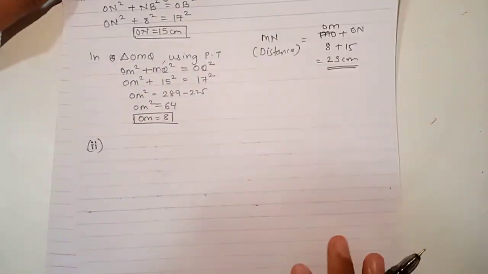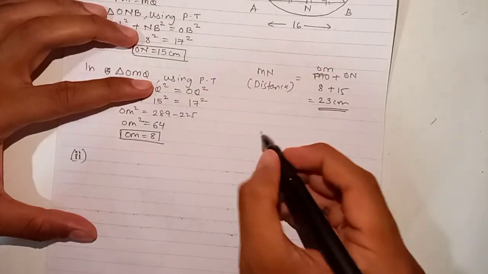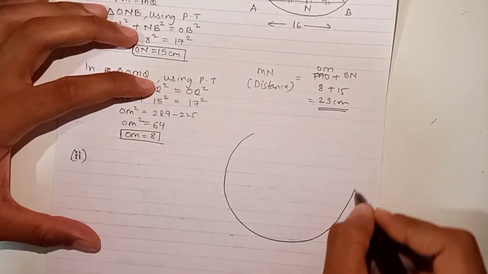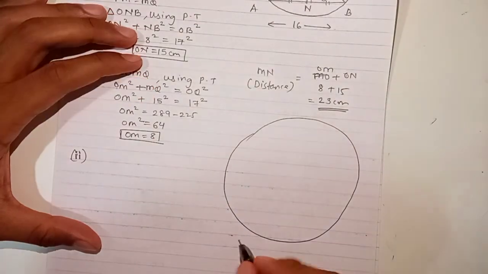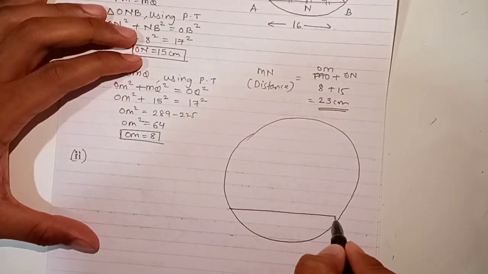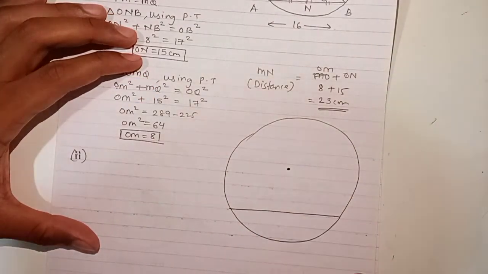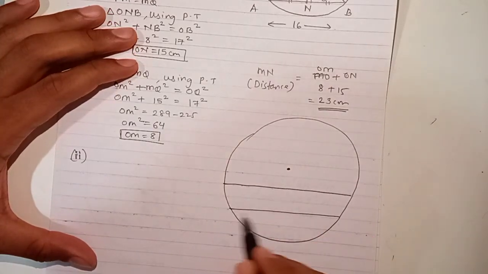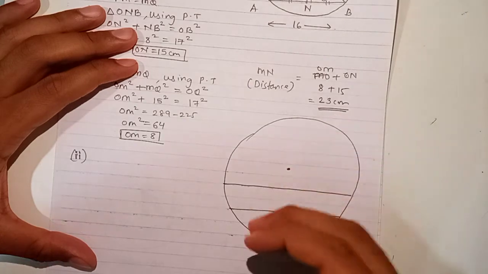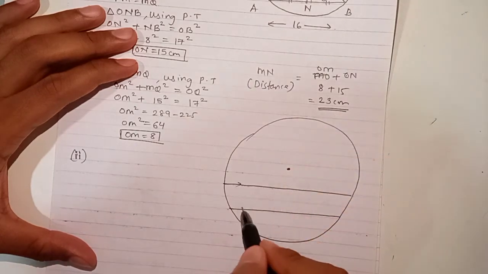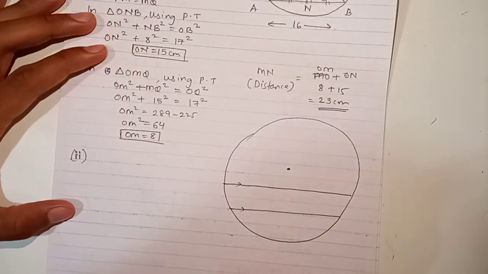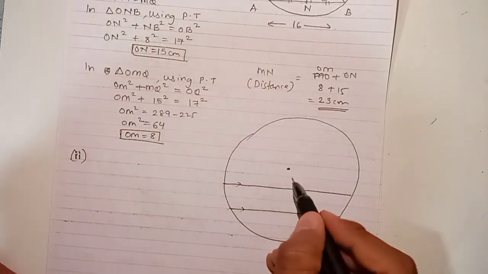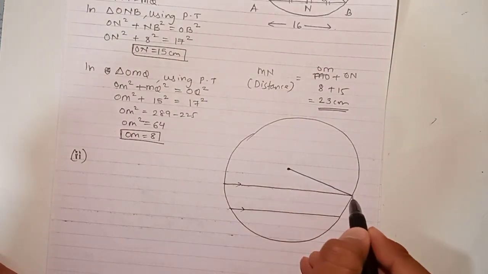Okay, so let's draw a circle here. Let's say this is the center. Okay, we have to draw two chords. Let's say this is one chord and this is another chord. Two chords which are on the same side of the center and they are parallel to each other. Okay, the data remains the same. The radius is 17 centimeter.